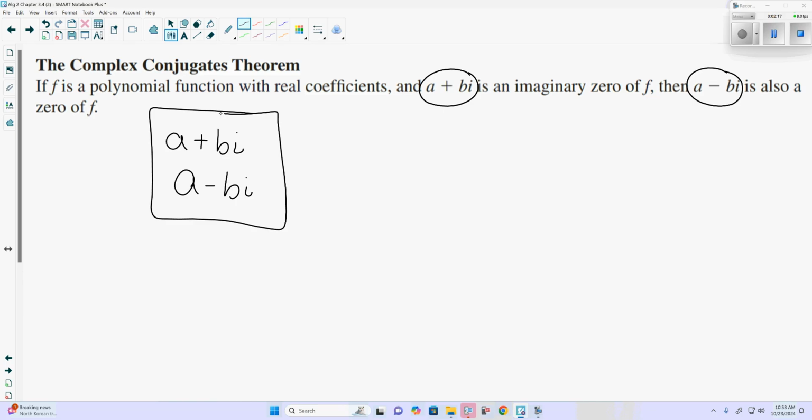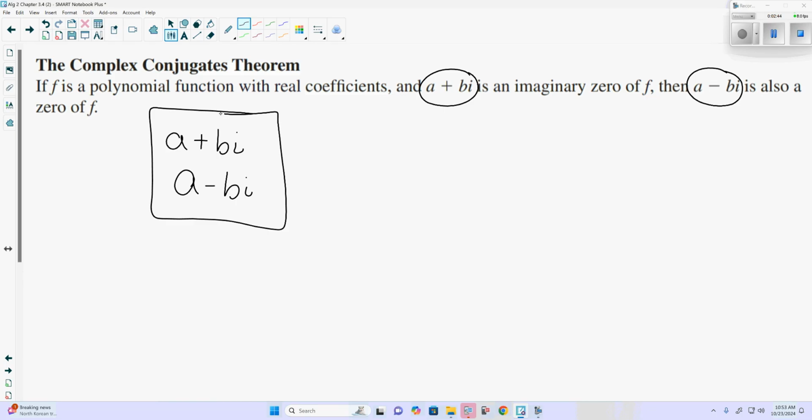So if we have an imaginary solution, a solution with i, we're going to have its positive and negative case. We have to have it. They always come in pairs. And the same thing is true with radicals. If you've noticed so far, if we had, say, the square root of 2 as a solution, negative square root of 2 is also a solution. They always come in pairs. So if we have one, we have to have the other.